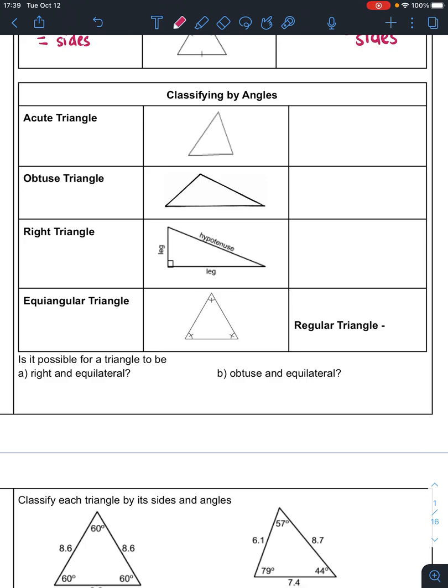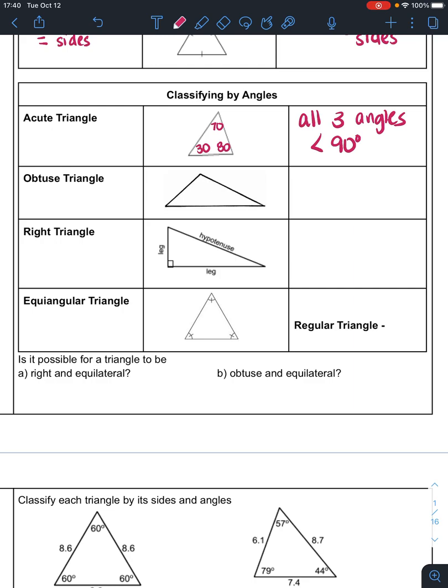An acute triangle has all three angles acute, or all three angles less than 90 degrees. And so you might have 30 and 70 and 80. All three of those angles are less than 90 degrees. So you can see it either by its angle measures and by appearance also, it's less than 90.